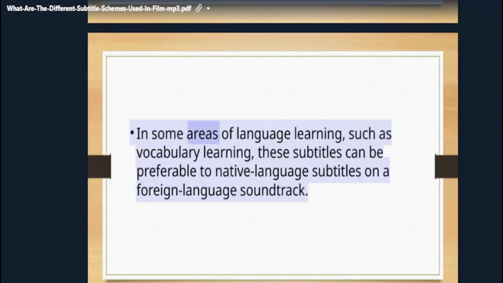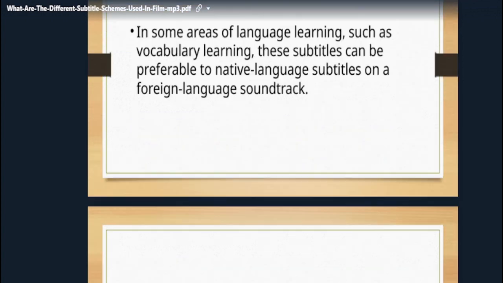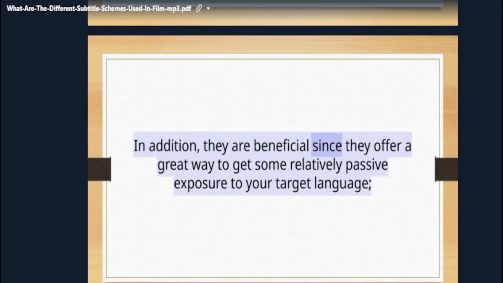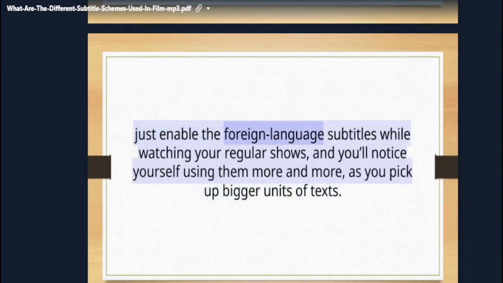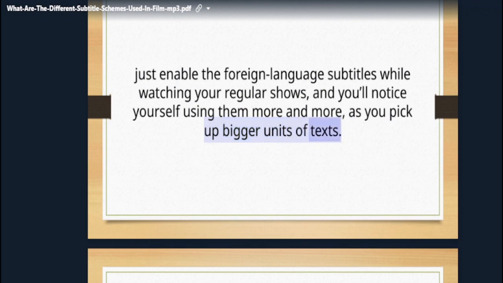In some areas of language learning, such as vocabulary learning, these subtitles can be preferable to native language subtitles on a foreign language soundtrack. In addition, they are beneficial since they offer a great way to get some relatively passive exposure to your target language. Just enable the foreign language subtitles while watching your regular shows, and you'll notice yourself using them more and more as you pick up bigger units of text.